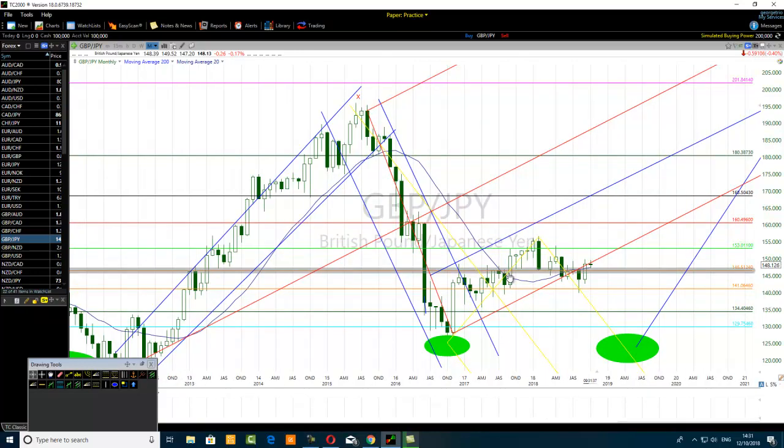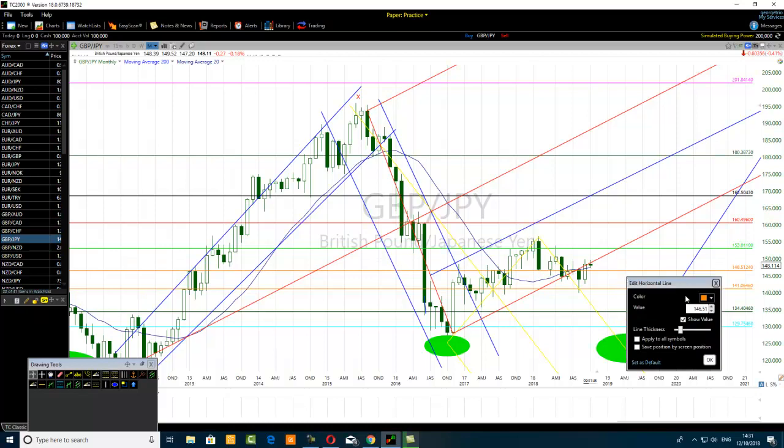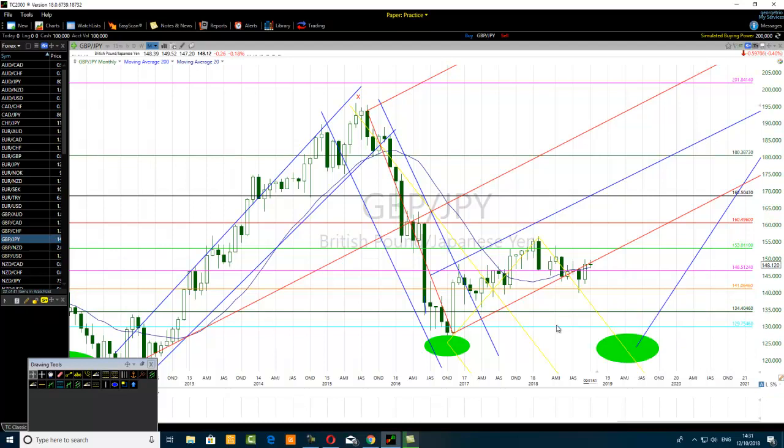Price breaks above the level of 14651. I colored it pink to get your attention. See now? 14651, that's where we are now. Break above, retest. People bought it here. They pushed it to what? A key level, the green one here.